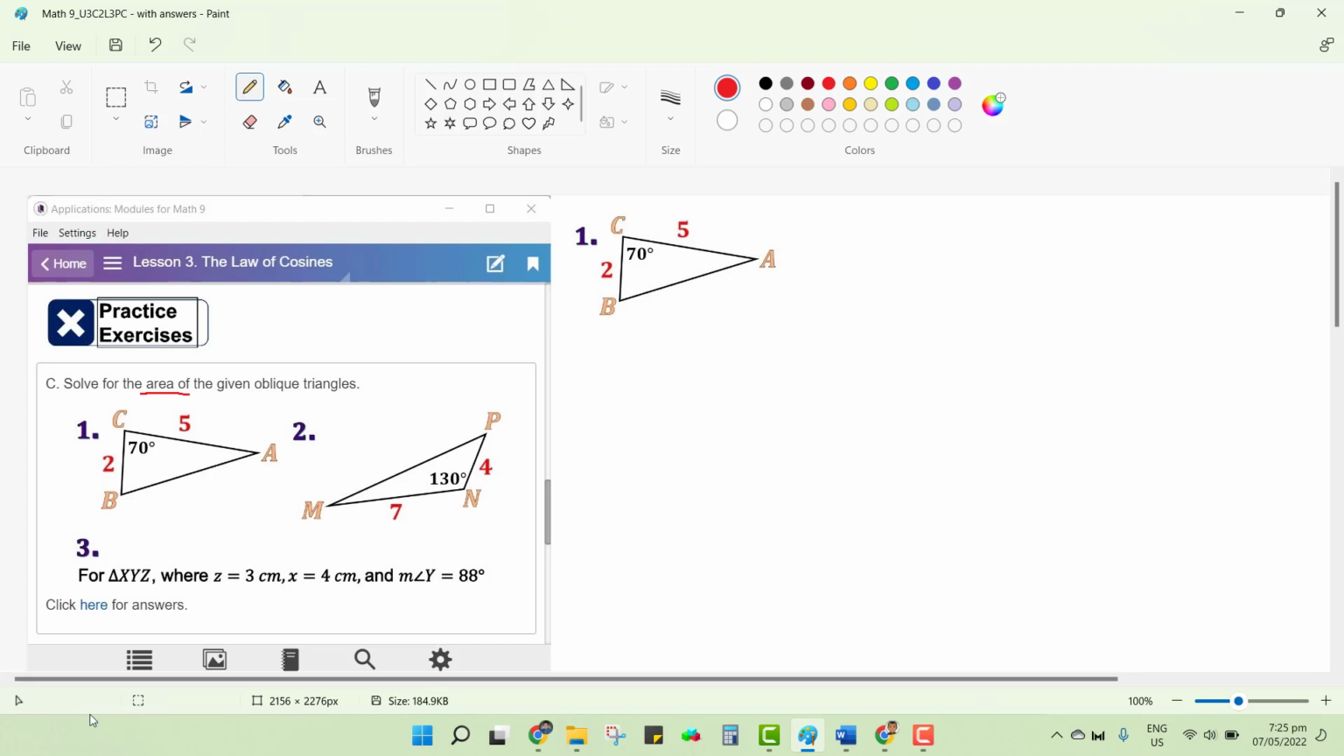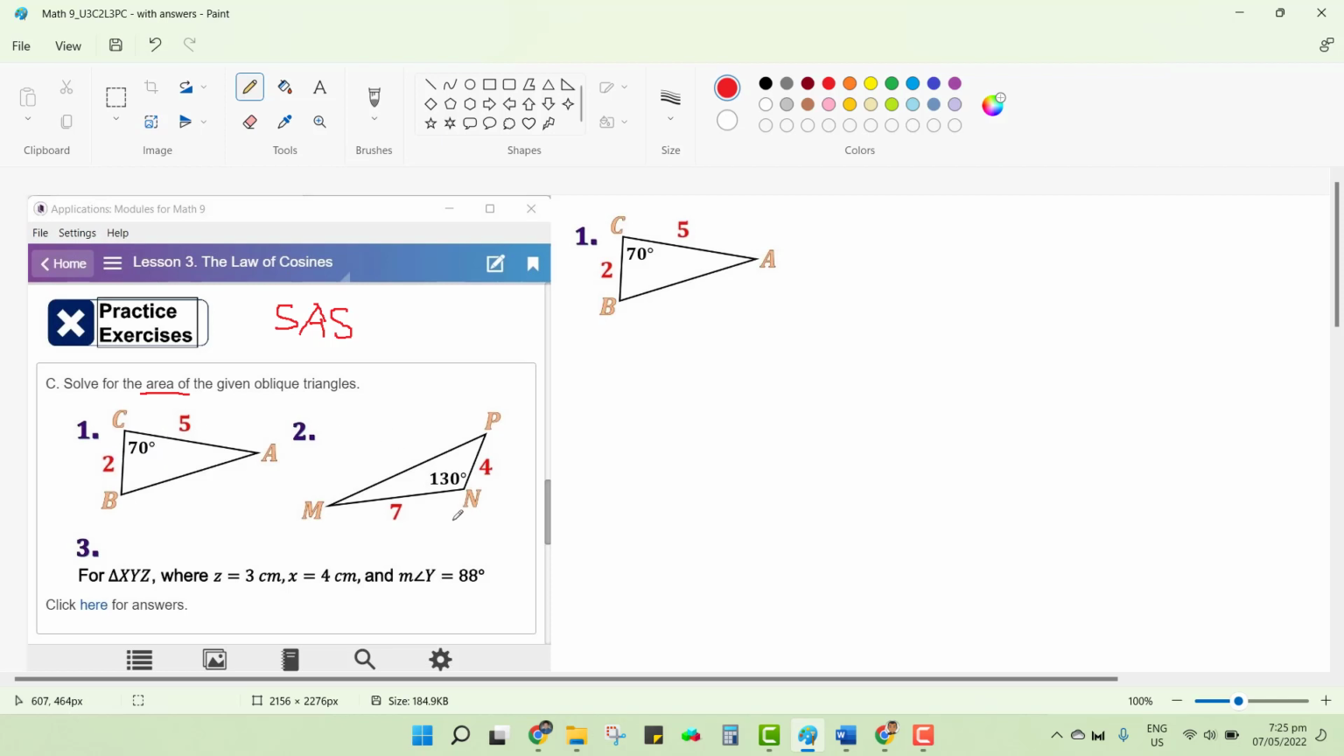For these given figures, as we already know from practice exercise A, these are all oblique triangles under the SAS situation. It's because two sides for all of these triangles are given with the included angle. For number 1, you have side BC which measures 2 and side CA which measures 5 as your sides, and the included angle, angle C, being 70 degrees.